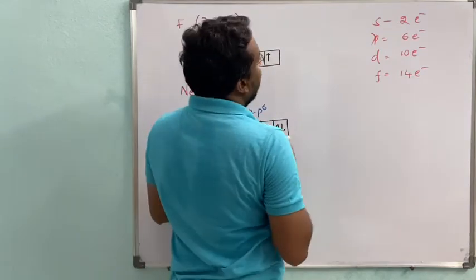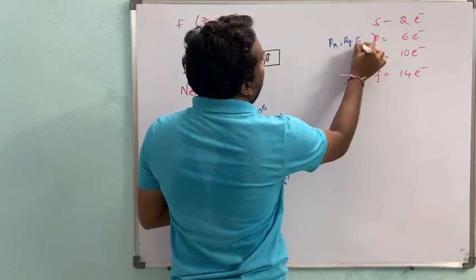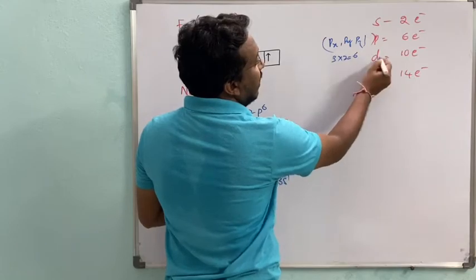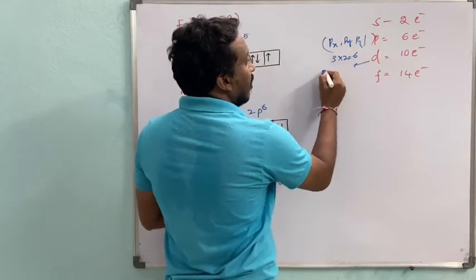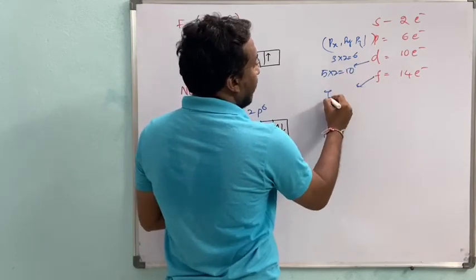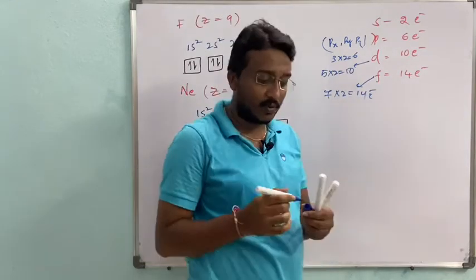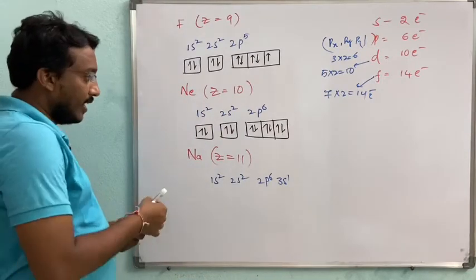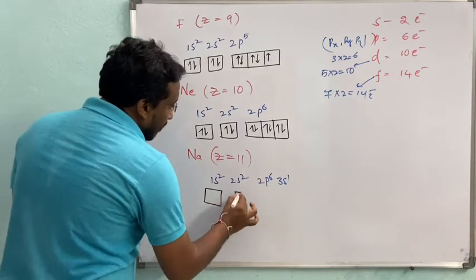Px, Py, Pz, right? 3 degenerate orbitals, so double is 6. Here d has 5 degenerate orbitals, 5 into 2, 10 electrons, and f has 7 degenerate orbitals, 7 into 2, 14 electrons. This is the way we can fill, right? It should also follow the Aufbau principle, got it? Then here we have to fill the electrons in this way.